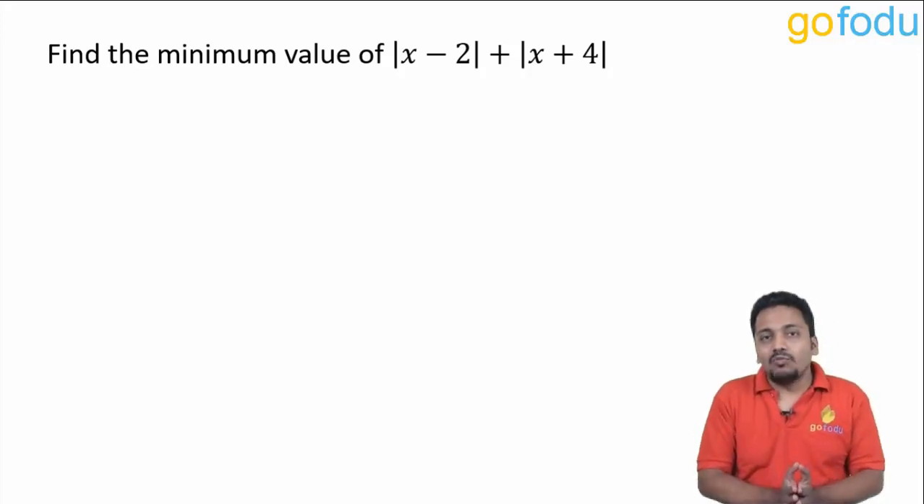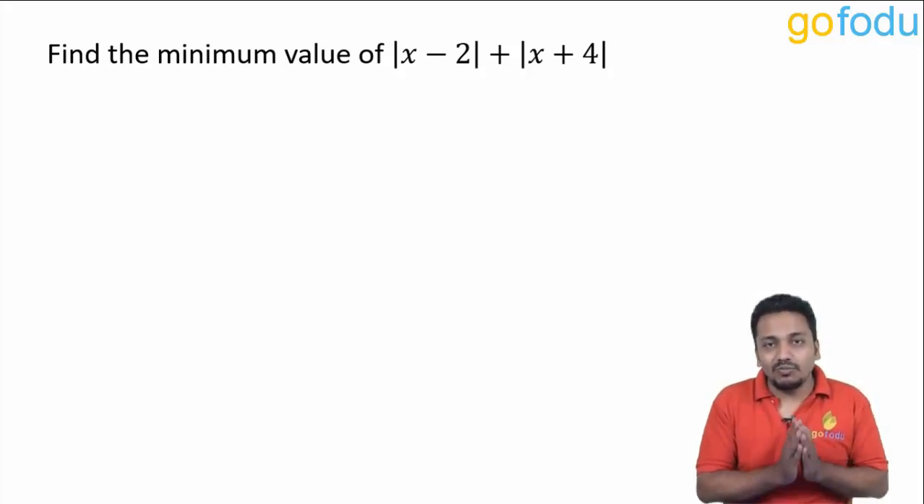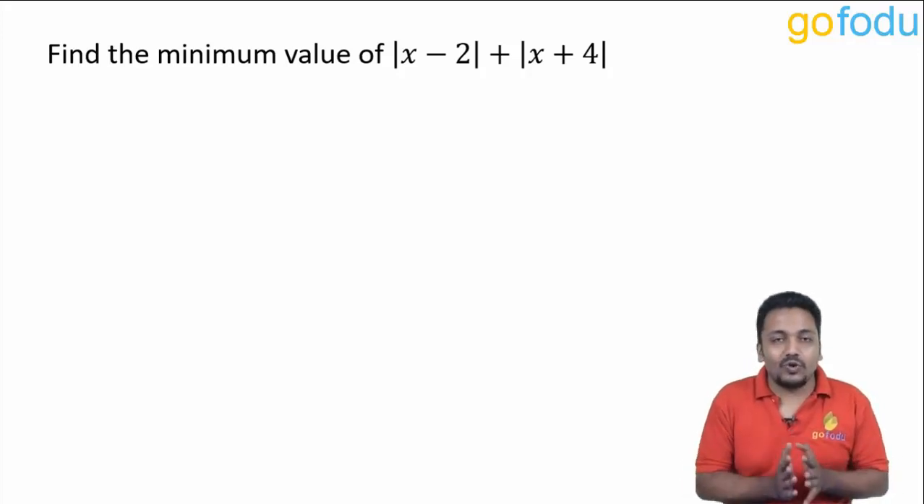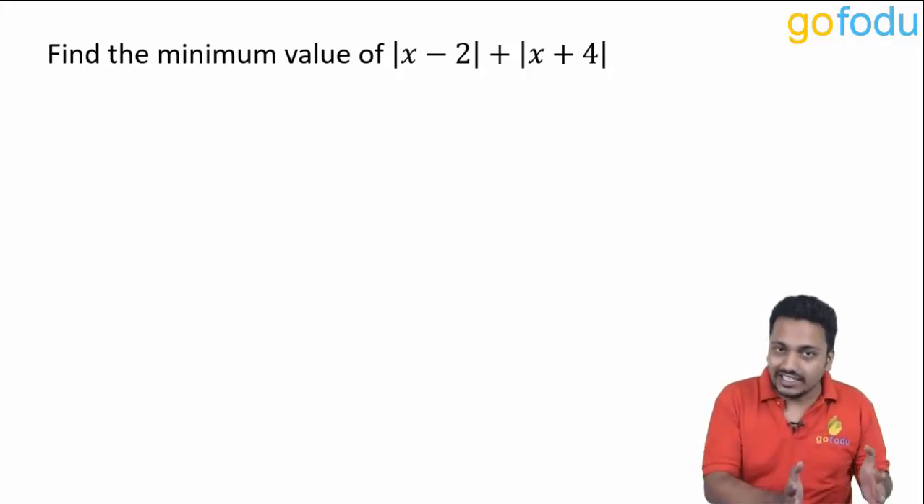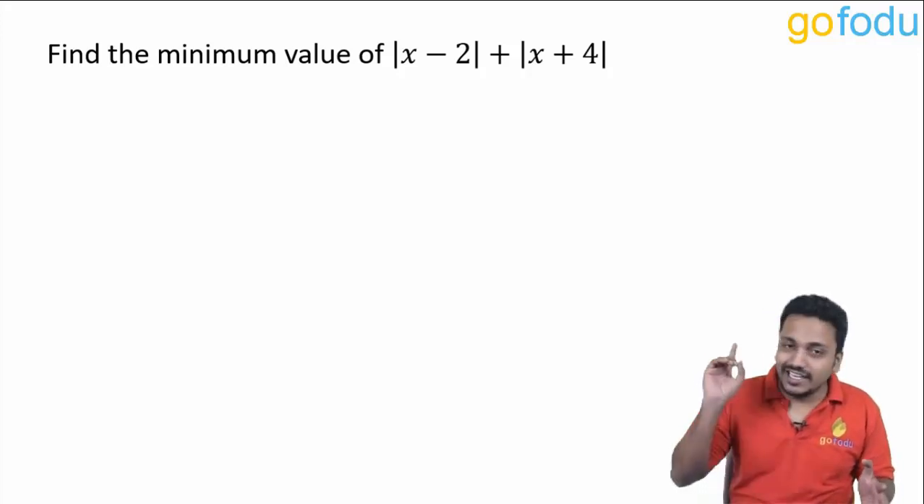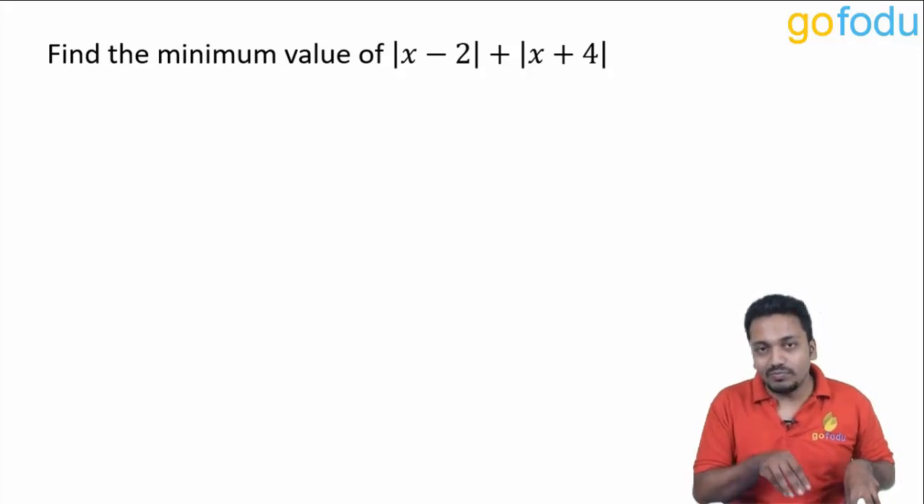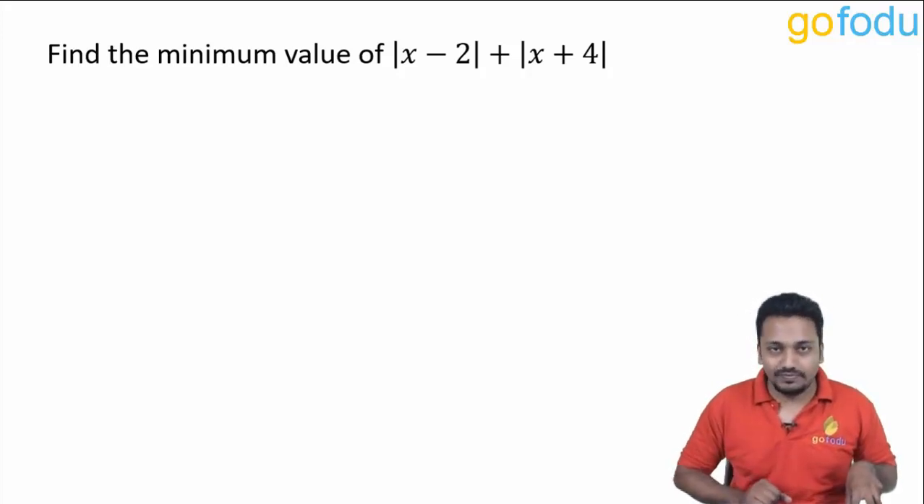We have already seen how modulus could be treated as distance from origin. In this video, we will extend that concept to solve questions involving addition of mods. Like here, we have to find the minimum value of mod x minus 2 plus mod x plus 4.